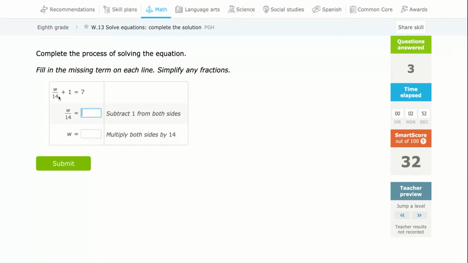Here, again, it shows you that they left the fraction. They removed the 1 somehow. How did they remove it? Well, they tell you. They subtract 1 from both sides. So 7 minus 1 is 6.